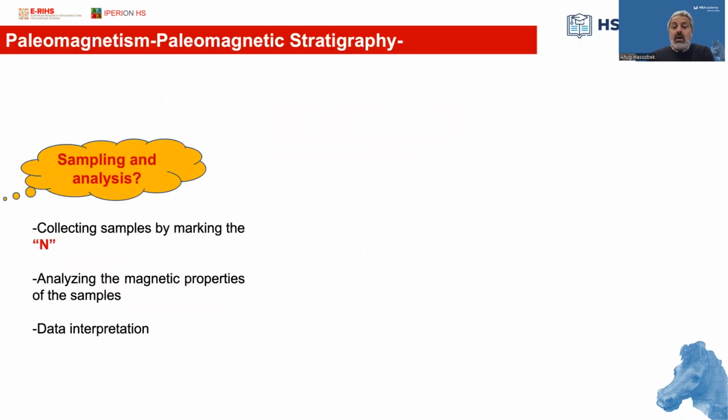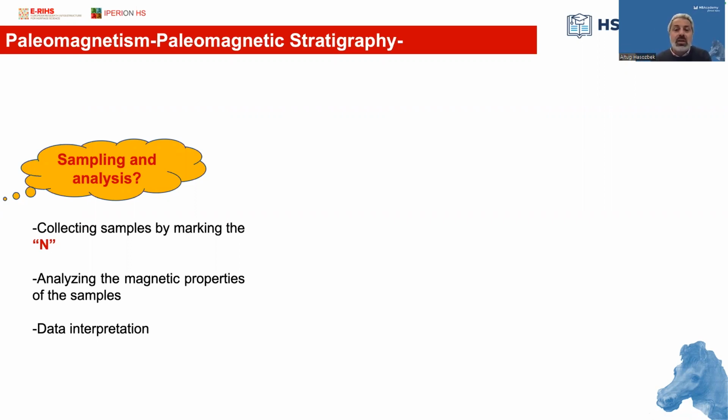So how do we sample? The sampling and analyzing is a bit complicated because you have to be very careful. Even though you don't need that many tools to get your samples, you just need a hammer to extract your sample. But sometimes your sequence is a bit softer, so it's easier, or it's just a rock, and you need some drilling tools, things like that.